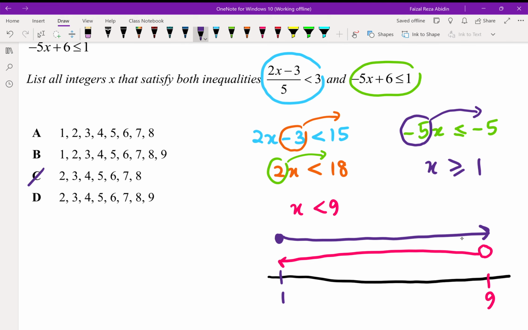Yang ini dah salah dah. C and D. Apa pilih C and D? 1 is included. 9 is not included because less than 9. If you look in our number diagram also, number line also, kita tak bulatkan dia. So, not included. So, if you look over here, 9 is not included. So, the answer will be? Yay. Can class. Kenapa senang sangat, cikgu?